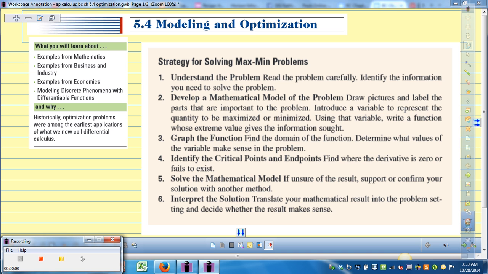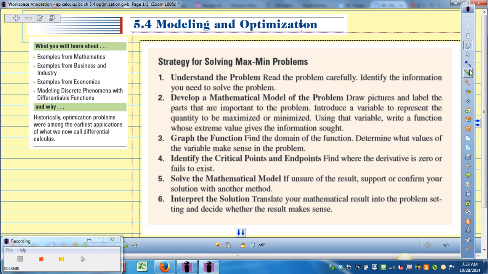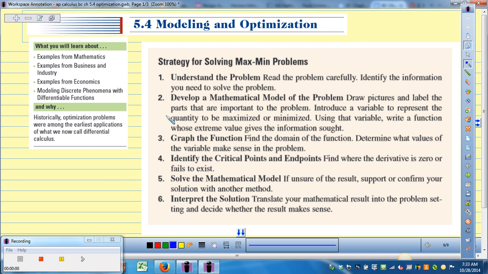Now, the only thing I would add to this little list: after they have identified critical points and endpoints, solve the mathematical model, where we're going to use our analytical skills from calculus to find our maxes and mins, and then interpret the solution for the problem. The only thing that I would add is, when we develop our mathematical model, number 2, you should be aware that you may need a primary equation and a secondary equation.